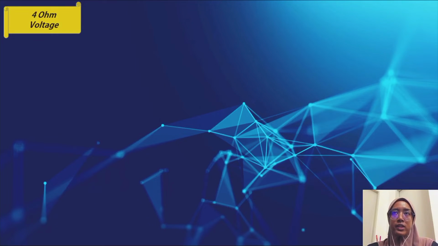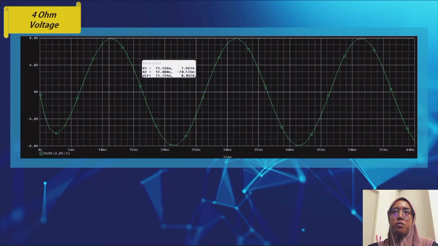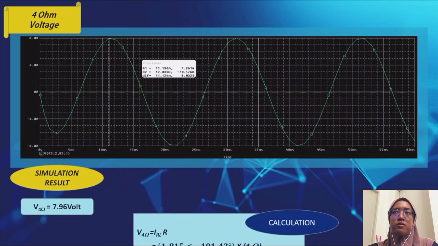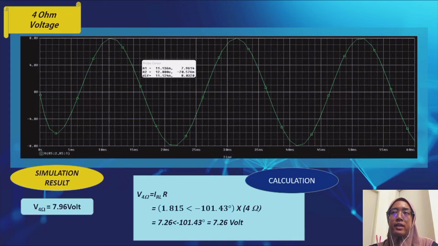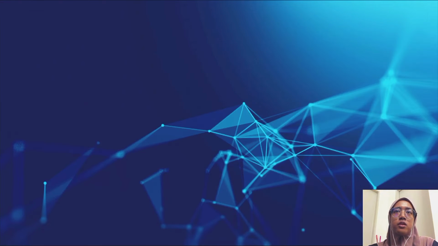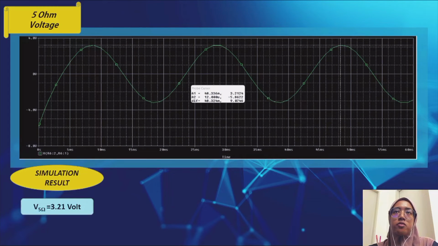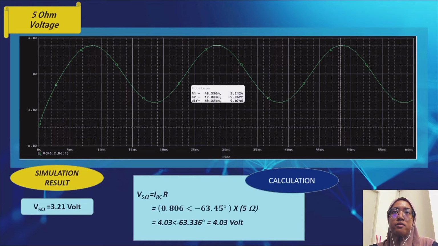For the 4 ohms voltage, we got 7.96 volt, and the graph we got was a cosine graph. At the same time, in calculation we got 7.26 ∠ -101.43 degree. For the 5 ohms voltage, we got 3.21 volt, and at the same time we got 4.03 ∠ -63.336 degree in calculation.